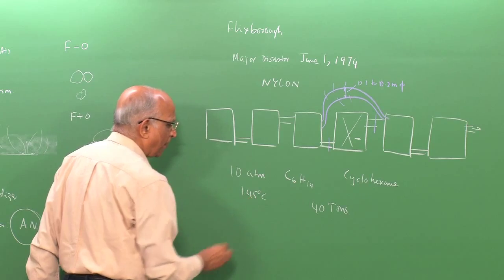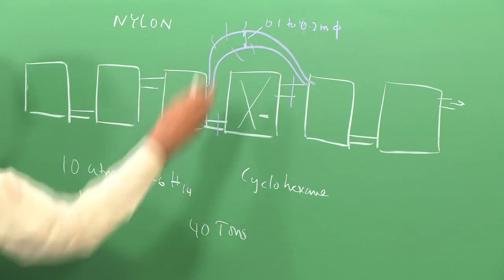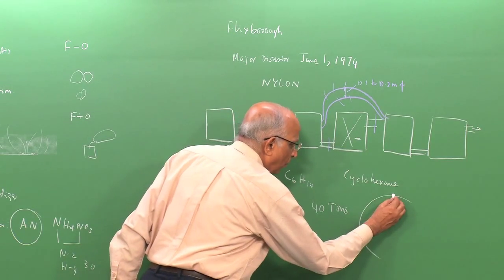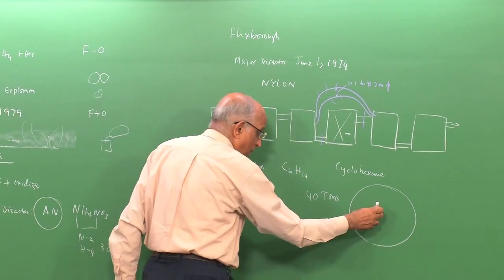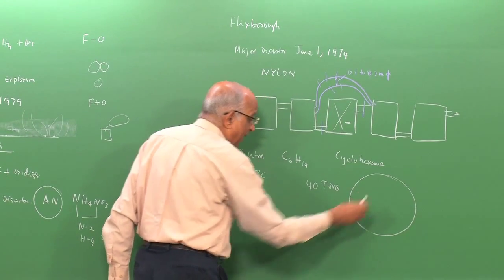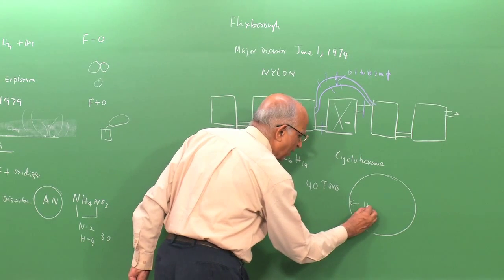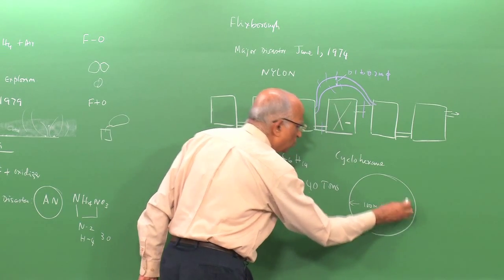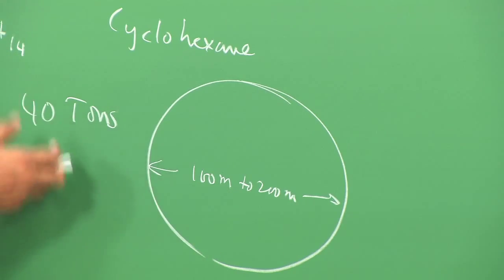degrees centigrade. Therefore, what happened is 40 tons of cyclohexane leaked out, and you form a huge cloud. The cloud of cyclohexane mixes with air, you form a mixture of hexane and air, and the size of this cloud was something like between 100 meters to 200 meters in diameter.